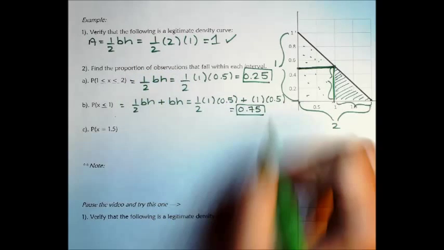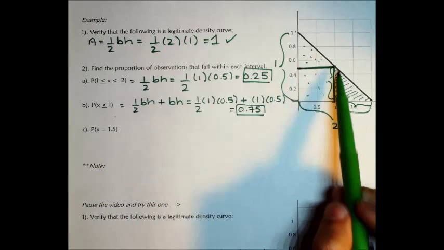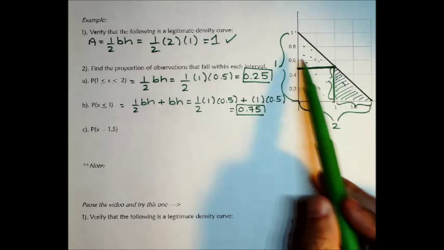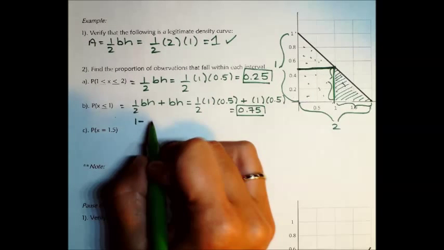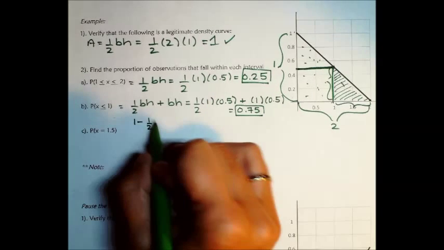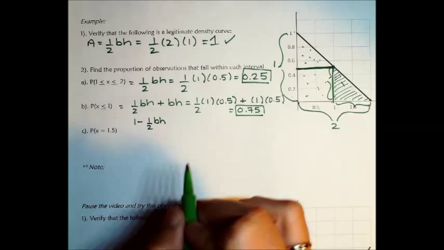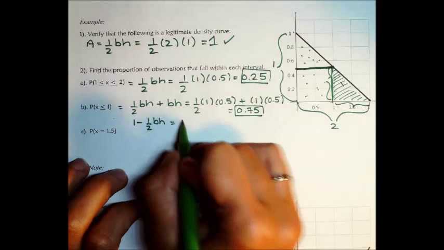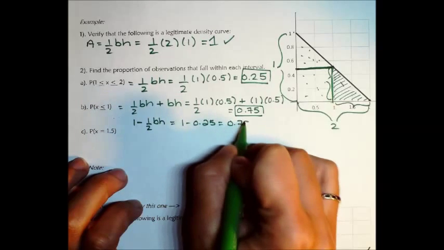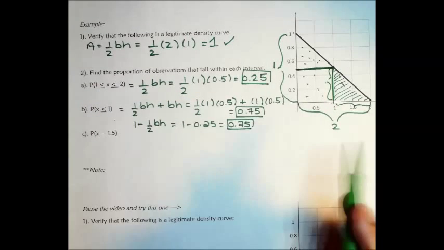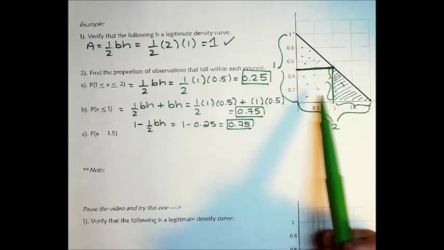Another way we could do it is that since we already found this area over here, we know that this entire area equals 1. We could do 1 minus 1/2 of the triangle from 1 to 2. We knew that that was 0.25, and we get the same answer. So 2 different ways to find the area of the proportion of observations that are between those two values.